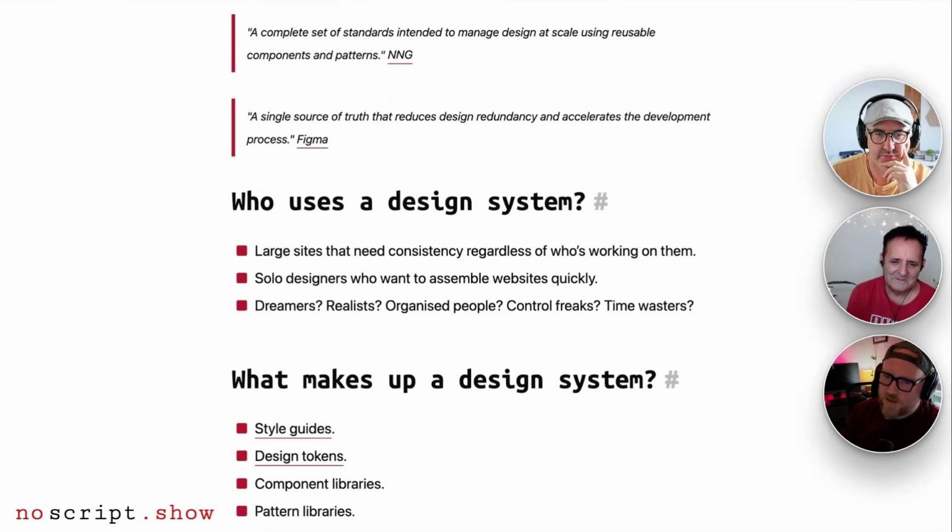But with these big companies, the design system is part of every single decision, and nothing goes on the website unless it passes the design system.